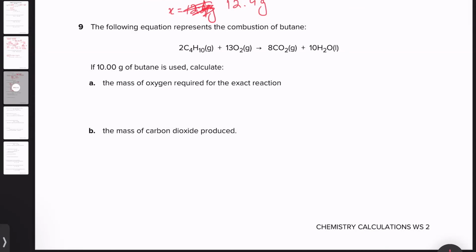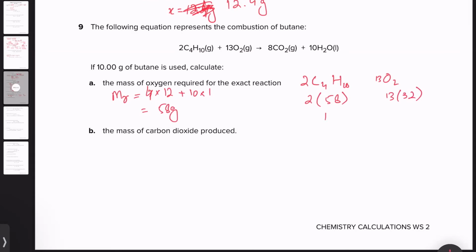So for butane, we need to figure out the Mr first. It is 4 times 12 for carbon and 10 times 1 for hydrogen, so that is 58 grams. The equation tells me 2C4H10 plus 13 O2. So 2 times 58 of butane requires 13 times 32 of oxygen. So 10 will need X. Cross multiply. X will come out to be 35.8 or 35.9 grams.